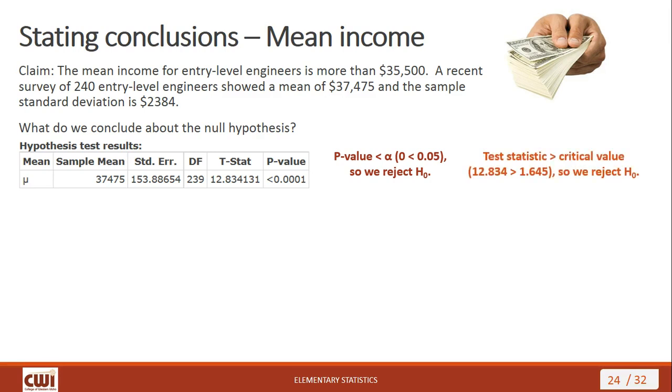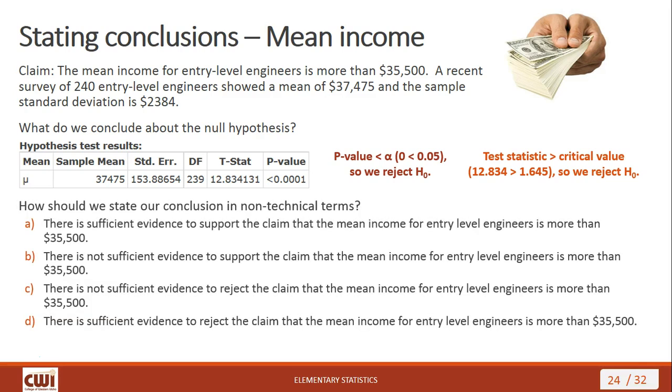Alternatively, if we use the test statistic 12.834, we're going to compare that with the critical value, which remember we got, that's the horizontal value that bounds the area for our alpha. So that's 1.645. So that's going to be less than our test statistic. So therefore the test statistic is inside the rejection region, and therefore we reject H0. Again, either method you use, you reach the same conclusion.